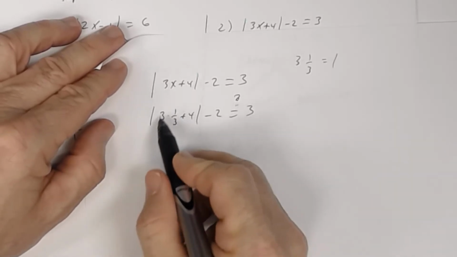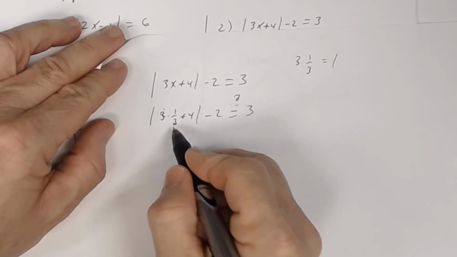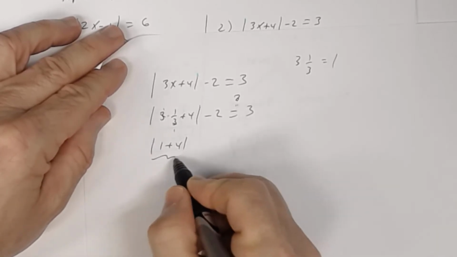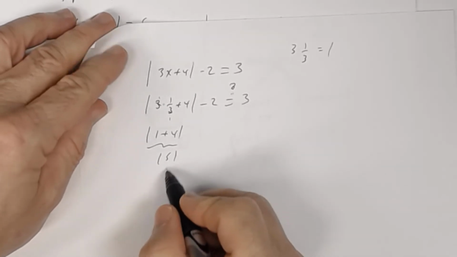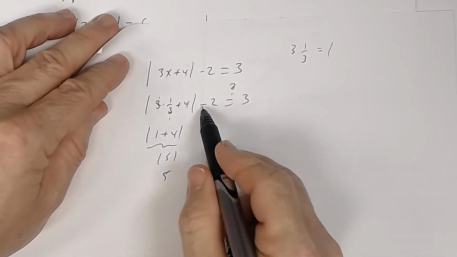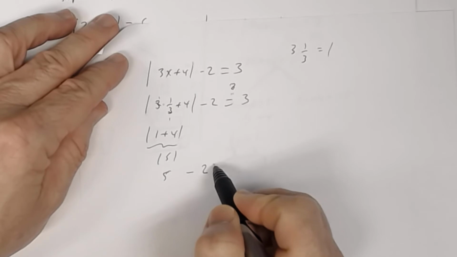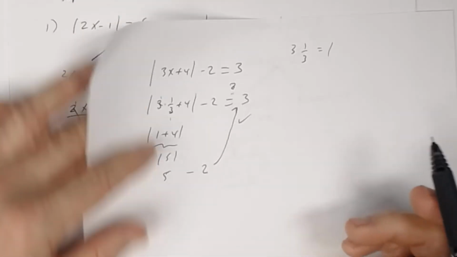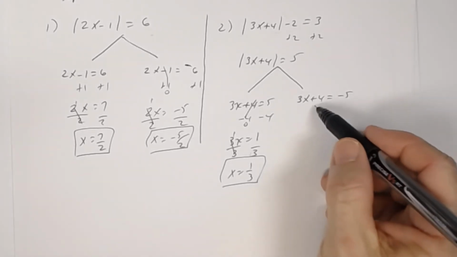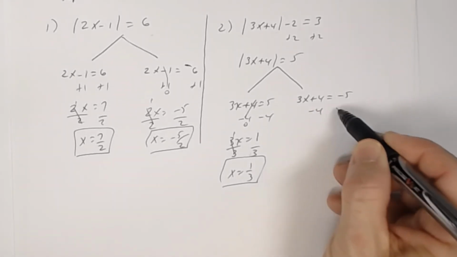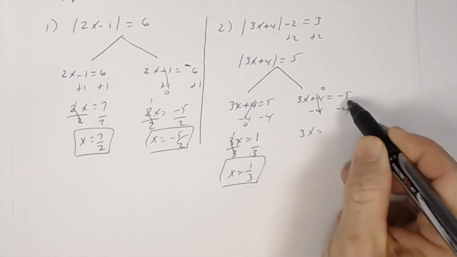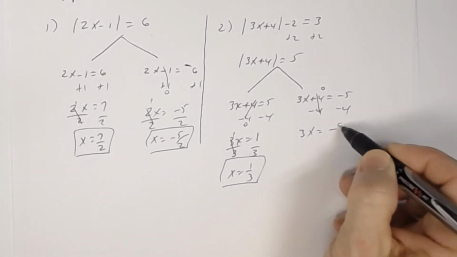Well, 3 times a third, remember, is 1. The 3's divide out. So 1 times 1 is 1. 1 plus 4 is the absolute value of 5, and the absolute value of 5 is 5. Well, 5 minus 2 is equal to 3. Okay? So 1/3 does work. All right, let's do the next one. So we're going to subtract 4 from both sides. Combine like terms. I get 3x equal negative 5 and a negative 4 is a negative 9.